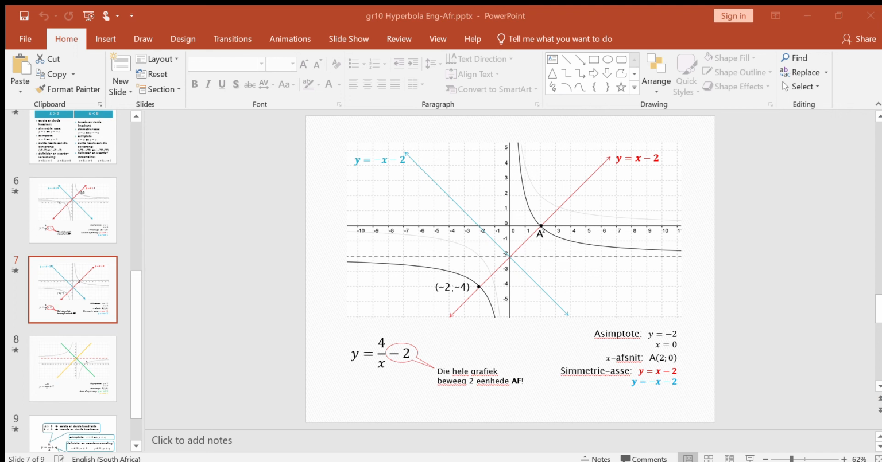Sien jy, dis net 'n klein verskil, nee? Alright, so there's my axis of symmetry. Then I showed you guys now how to get those points. Nee, as hulle ooit vir jou sou vra waar die twee lyne mekaar gaan sny.